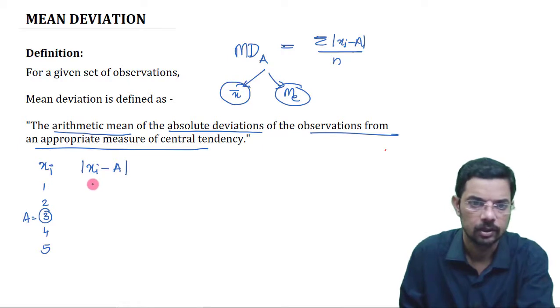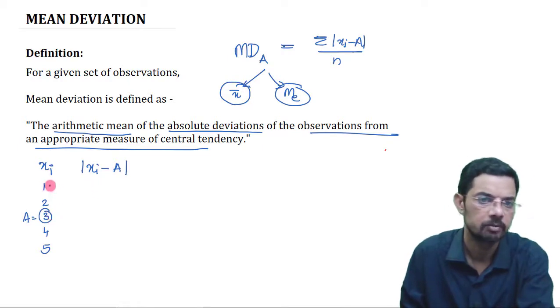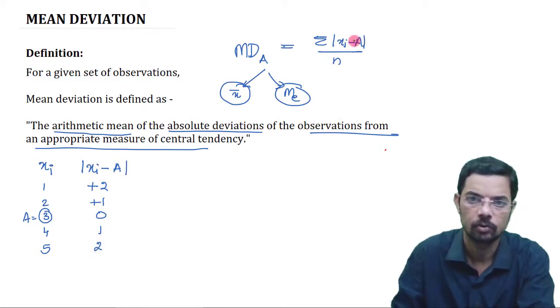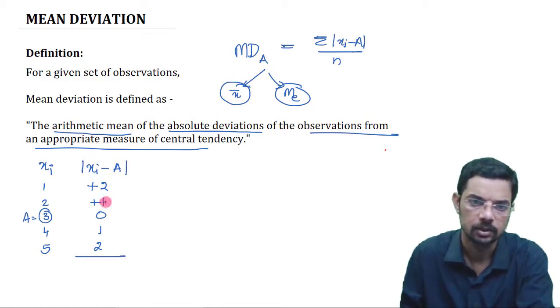So 1 minus 3 is minus 2, and the absolute value of minus 2 becomes plus 2. Here it is plus 1. Here it is 0. Here it is 1 and here we have 2. Now for this formula we need the sum of all absolute deviations. That is 3 plus 3 is equal to 6. The total number of observations is 1, 2, 3, 4 and 5.